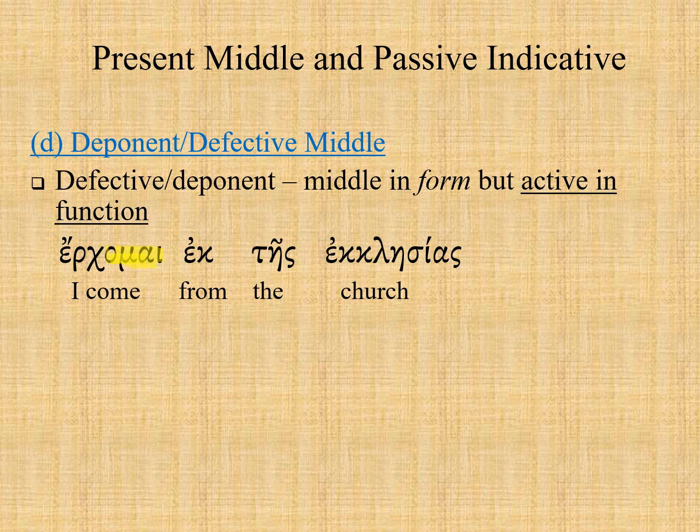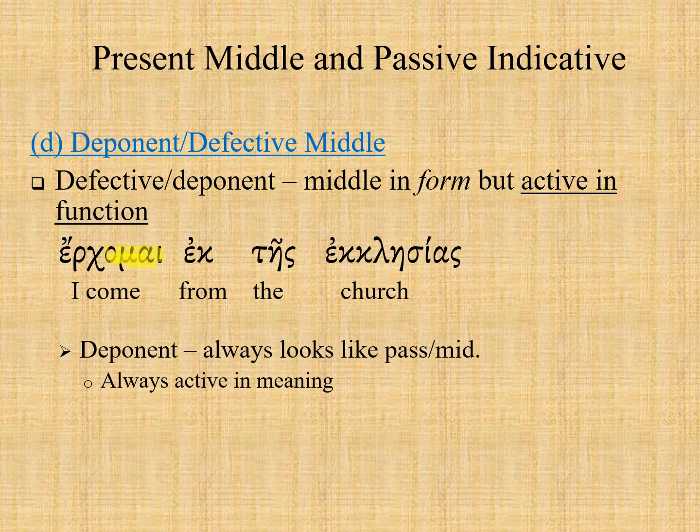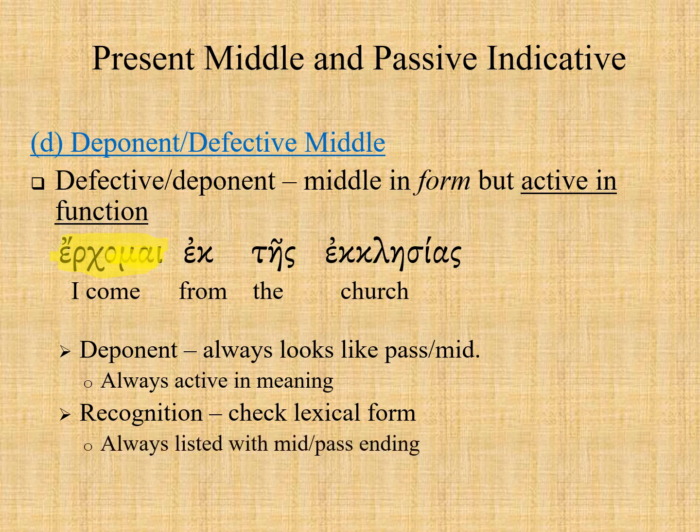But as a matter of fact, there is no verb of this sort that would have the regular active ending. So whenever you have the verb erchomai, come or go, it would always be found in the middle voice, or we would call it a deponent verb. So deponent always looks like passive or middle, always active in meaning. Recognition: check the lexical form. If you see this particular type of verb in your vocabulary, textbook or lexicon, you would always see it in the deponent or middle form. There's no active form of this verb available at all. It is always listed with a passive or middle ending. So as you parse this sort of verb like erchomai, you would parse it either as middle or you could just write deponent. Either one is fine.